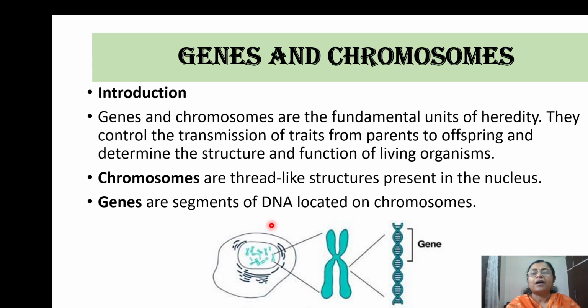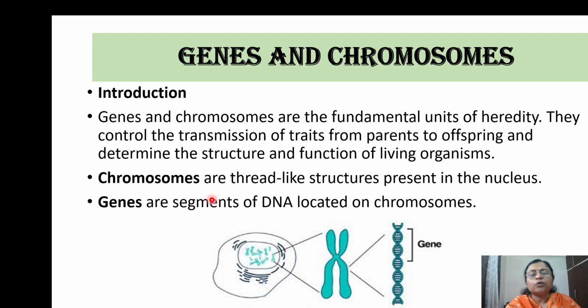Genes and chromosomes are the fundamental units of heredity. As you know, some of the characteristics which offsprings obtain from their parents come by hereditary characteristics, as we say. Likewise, the genes and chromosomes are the fundamental units of heredity. They control the transmission of traits from parents to offsprings and determine the structure and function of living organisms.